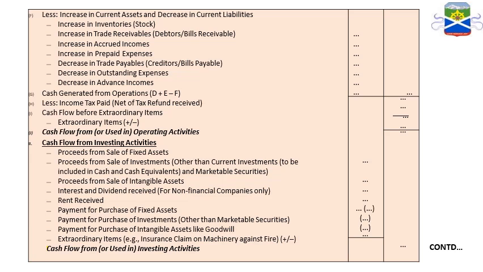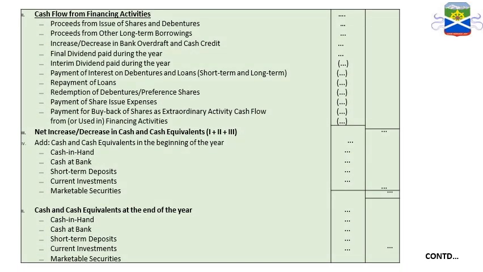Now we have financing activities. Cash flow from financing activity is related to the issue of share, debenture, bond, and short-term and long-term loans, including bank overdraft. So proceeds from short-term borrowings, proceeds from issue of share and debenture, proceeds from other long-term borrowings, and increase or decrease of bank overdraft or cash credit.